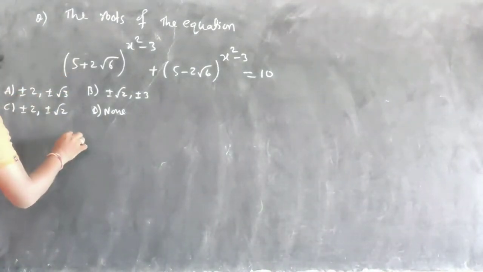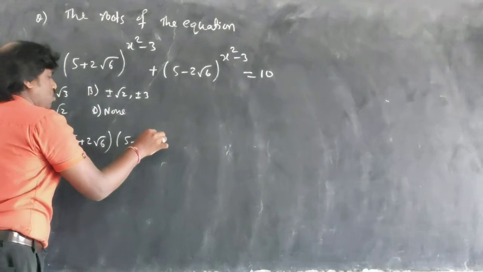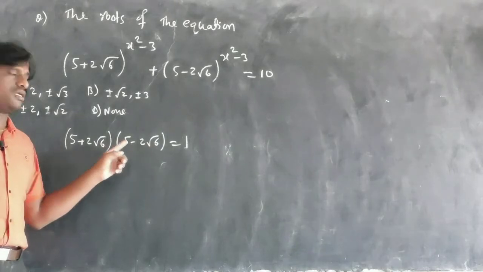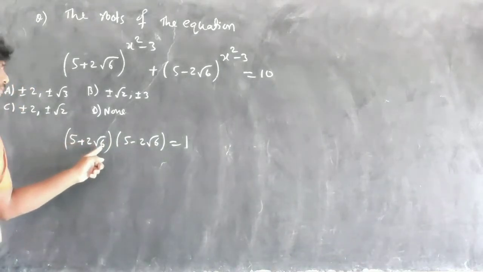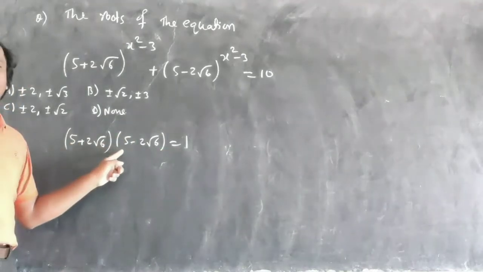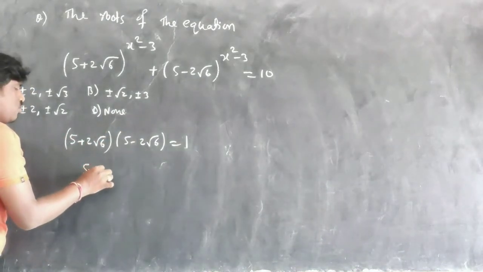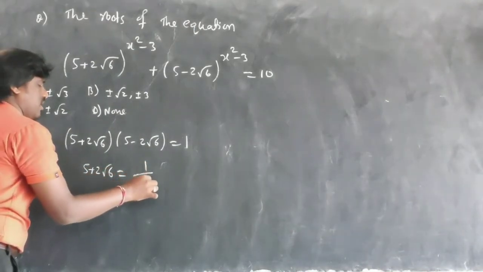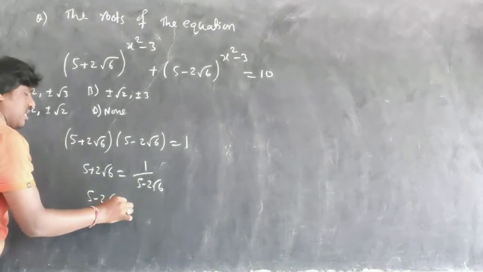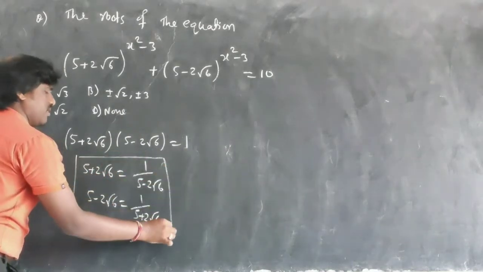You already know that (5 plus 2 root 6) into (5 minus 2 root 6) is equal to 1. Everyone knows this. (a plus b) into (a minus b) is a square minus b square: 5 square is 25 minus (2 root 6) whole square, that is 25 minus 24, equal to 1. It means I can write 5 plus 2 root 6 is equal to 1 by 5 minus 2 root 6, or 5 minus 2 root 6 as 1 upon 5 plus 2 root 6. This is what you understand from here.